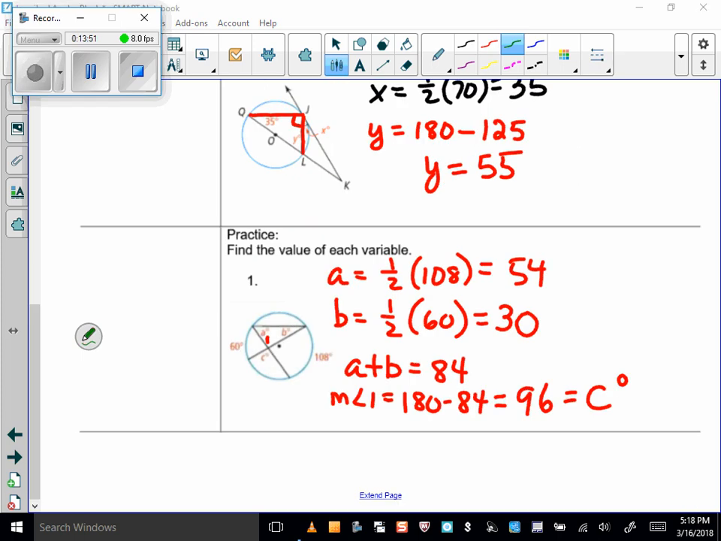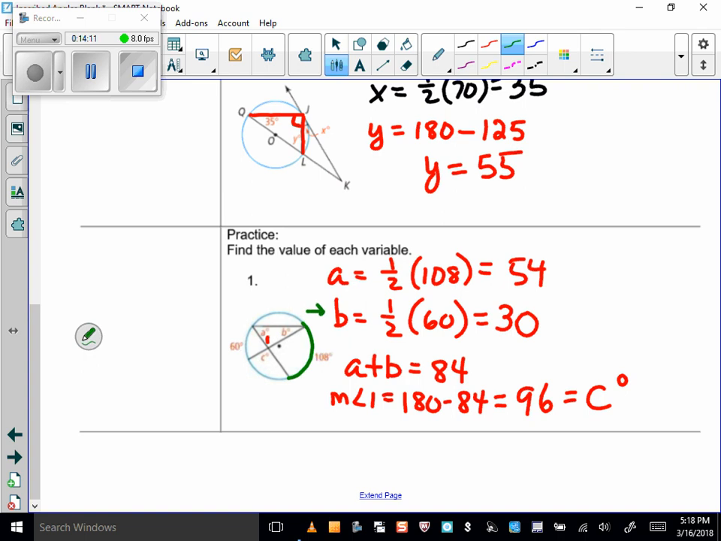All right, for our first practice problem, I've got inscribed angle A intercepting a 108 degree arc, which means the measure of A is half 108, 54. B, inscribed angle B intercepts a 60 degree arc. Therefore, that angle is half 60, which is 30.